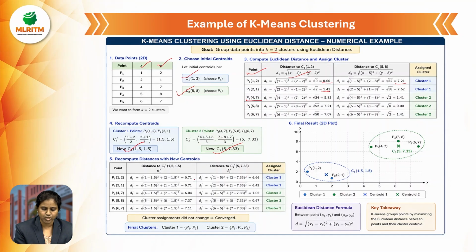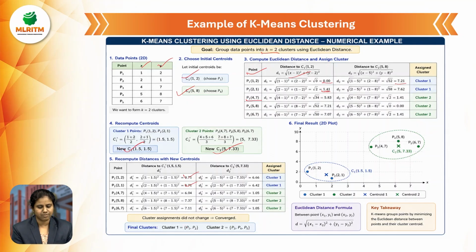Now similarly, 0.41 and 0.41 are the low values when compared with 6.6. So we are moving into cluster 1. Similarly, you can see the values 1.05, 0.67 and 1.05 are less when compared with P3, P4 and P5. So we are now assigning these to cluster 3.